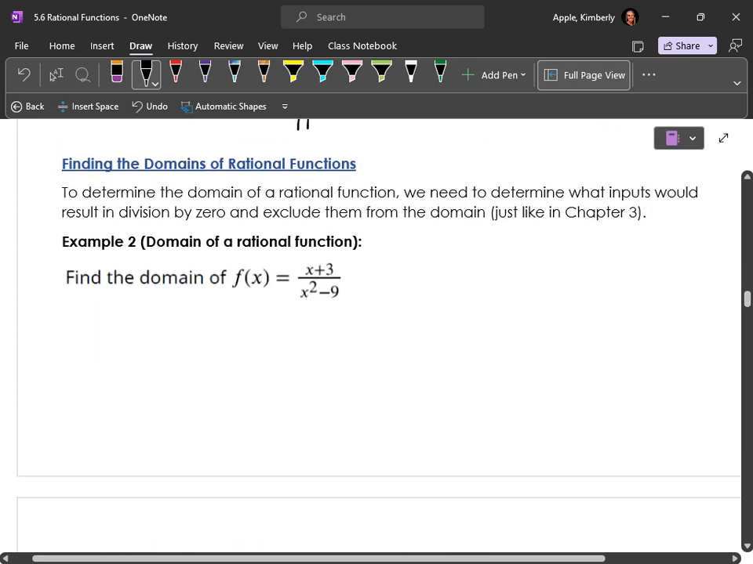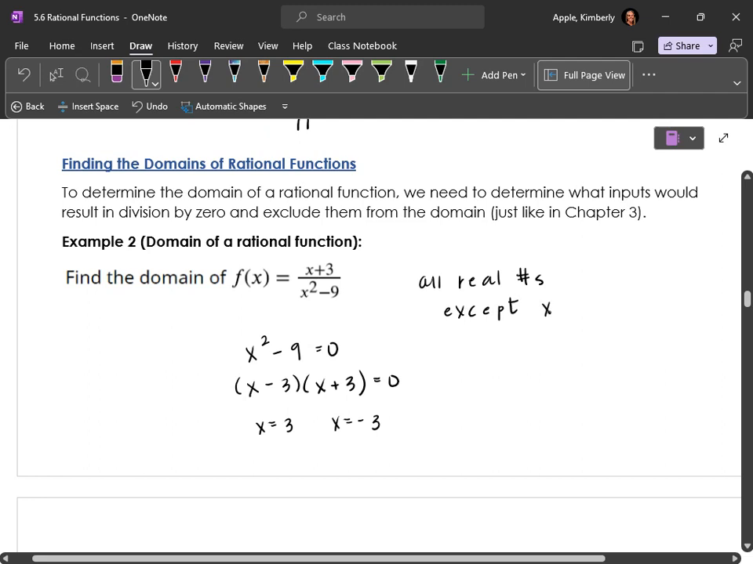And so now let's talk about finding the domain of a rational function. Hey, we've done this in chapter 3. So to find the domain of this, remember, we need to determine what inputs x would result in division by 0 and exclude those from the domain. So that means that I need to know where the denominator is equal to 0. So I'm going to solve for that by factoring this as a difference of squares. And so that's going to be x equals 3 and x equals negative 3. And so we'll say that the domain is all real numbers except x equals 3 and x equals negative 3. So that's just a quick review from chapter 3.